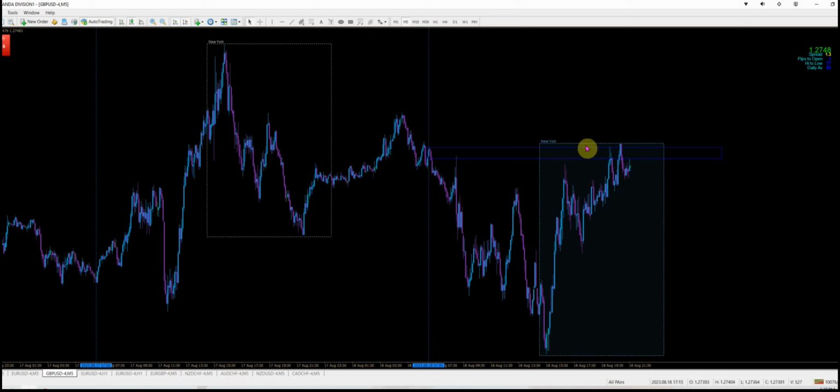But again, the main point of showing you this chart is just to show you the strength of this particular price level. Okay? All right.